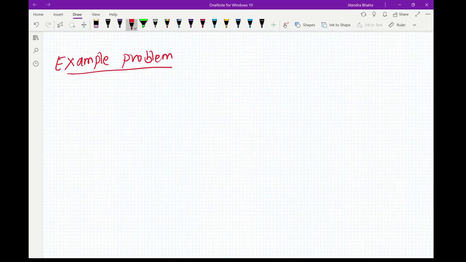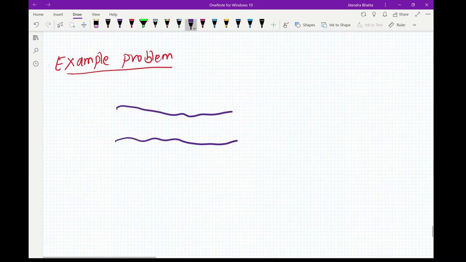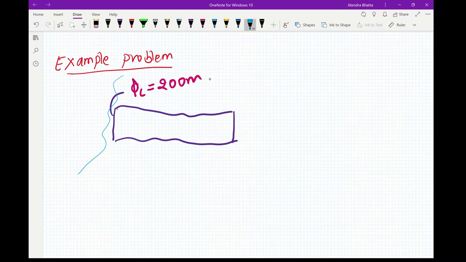Let's say we have an aquifer like this, and at this end we have a constant head which is phi L, and this equals 200 meters. If we have a river here like this, then this will be known as the river stage. And let's say we have water flowing in the aquifer like this to a certain distance, and here we'll have a right end barrier like this. Let's assume the length of the aquifer is 600 meters.